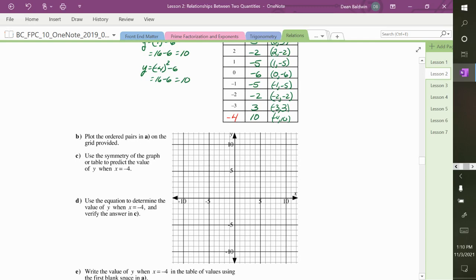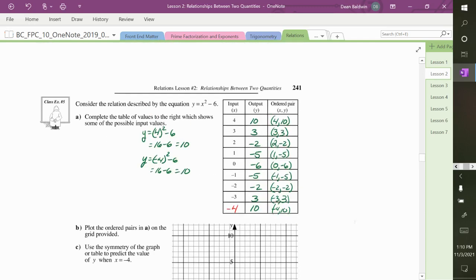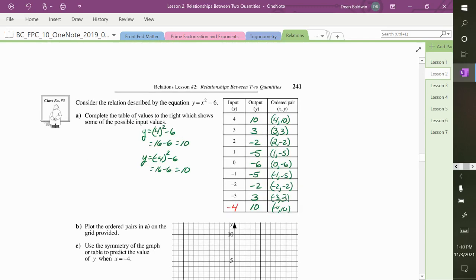Okay. All right. Whoa. Is that what people got? 10, 3, -2, -5, -6, and then they repeat and they go back up. Same numbers. All right. Sketch it on the graph, please.